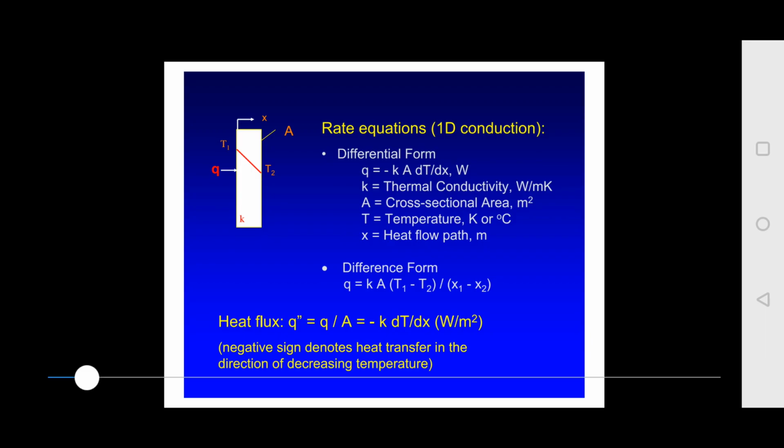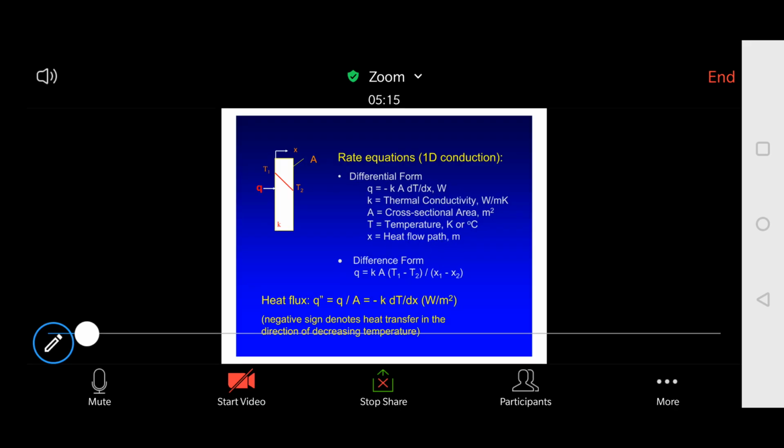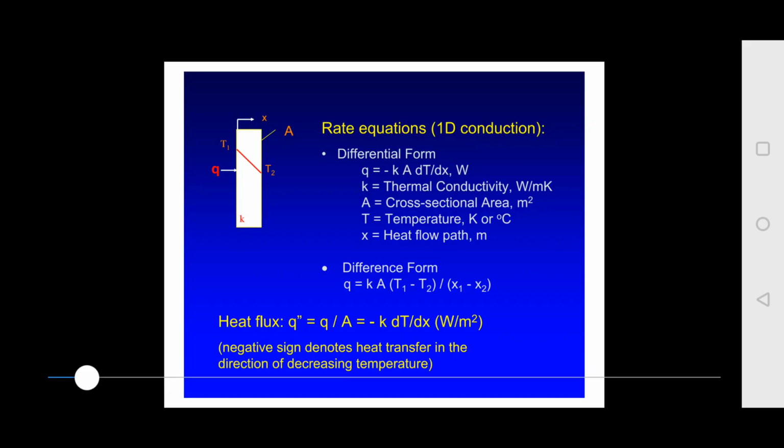So X is the heat flow path. This is actually how much the heat has to flow. A is the area of the heat transfer, and T1 and T2 are two different temperatures. So if we want to write a rate equation in one dimension, in differential form, we call it Fourier's law of heat conduction.